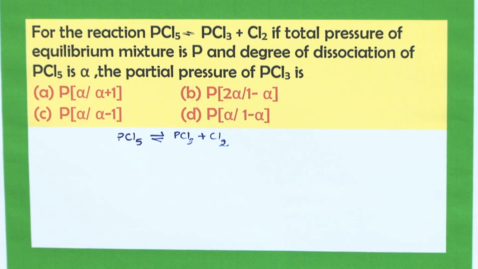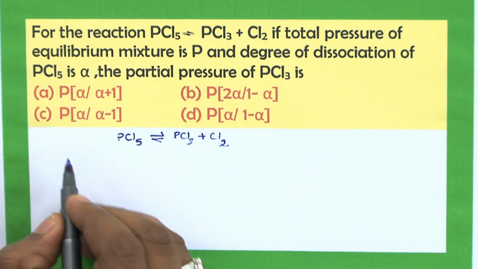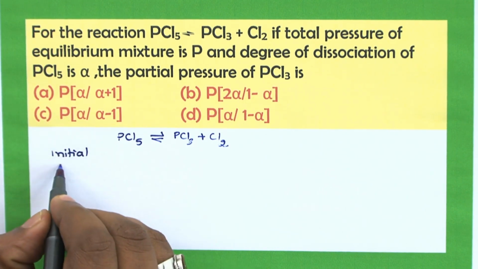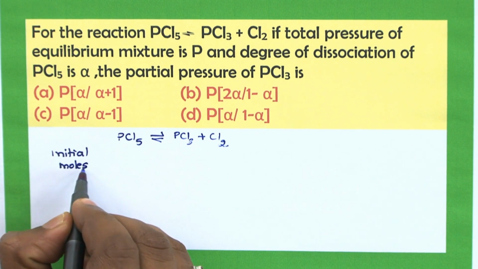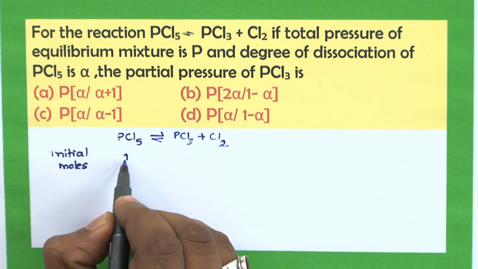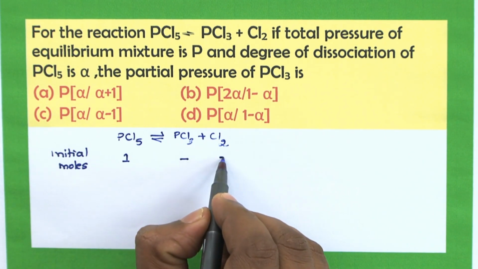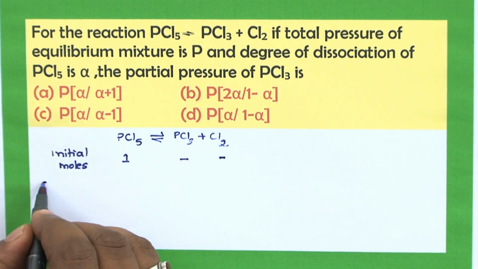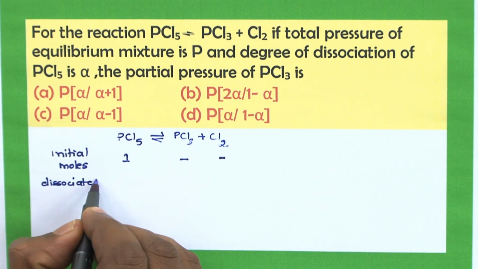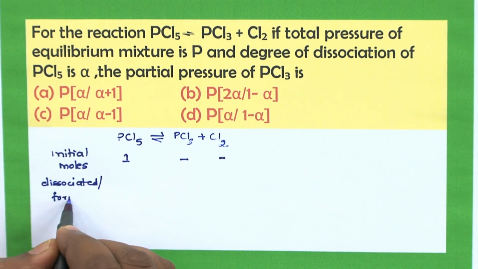What is this degree of dissociation? Degree of dissociation is nothing but the amount dissociated for 1 mole. So they have given it as alpha. Let us try to solve it. Initial moles of PCl5, let us consider as 1. PCl3 and Cl2 will not be present. So let us consider the amount dissociated as well as the amount that is formed during the reaction.